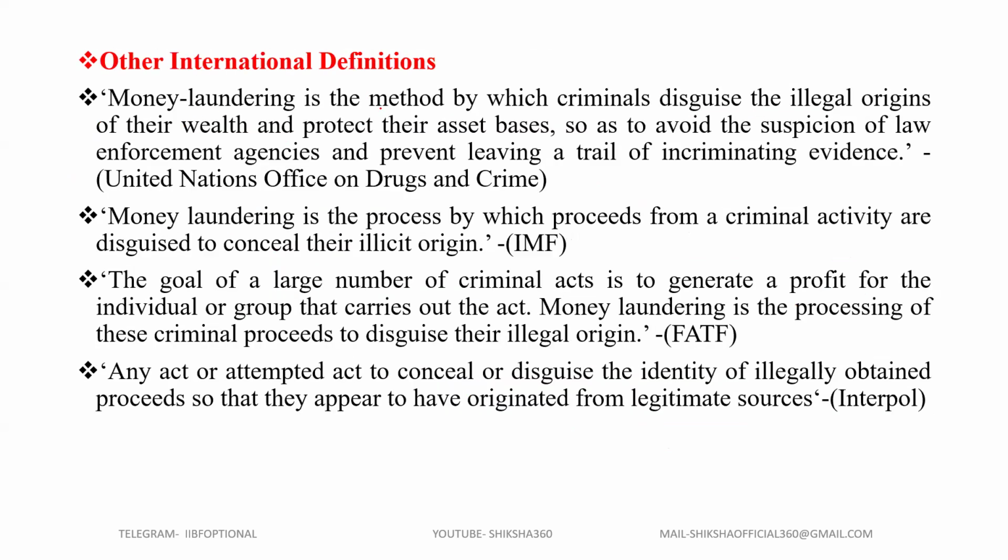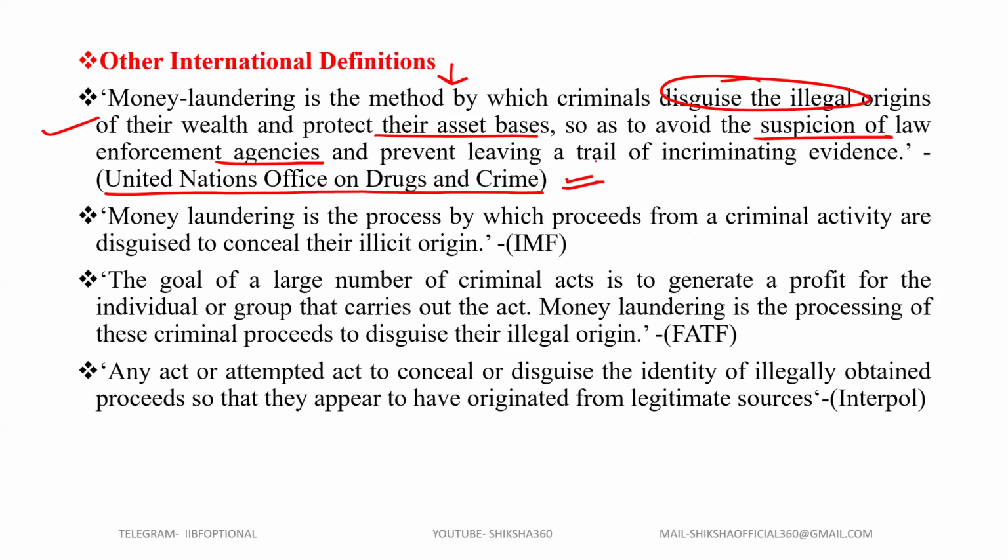Other international definitions here. First one, that is the United Nations Office on Drugs and Crime. What they are trying to say, that money laundering is the method by which criminals disguise the illegal origins of their wealth and protect their asset bases, so as to avoid the suspicion of law enforcement agencies and prevent leaving a trail of incriminating evidence. Clear?